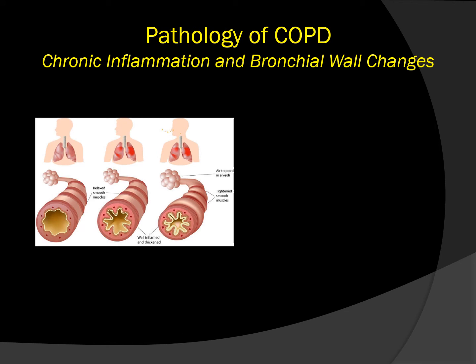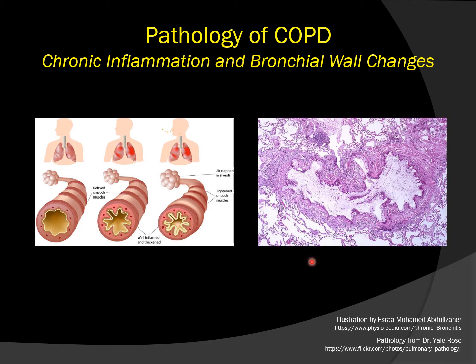Let's talk about pathology of COPD. COPD involves chronic inflammation and bronchial wall changes, especially the chronic bronchitic component. So here's a normal airway. Here's an airway with some luminal encroachment from bronchospasm and mucus, and as it's getting worse, the smooth muscle is tightening around the outside, especially in acute exacerbations. There's more mucus production, and then you get some air trapping where the distal air spaces are holding on to the air, and the air spaces are getting enlarged.